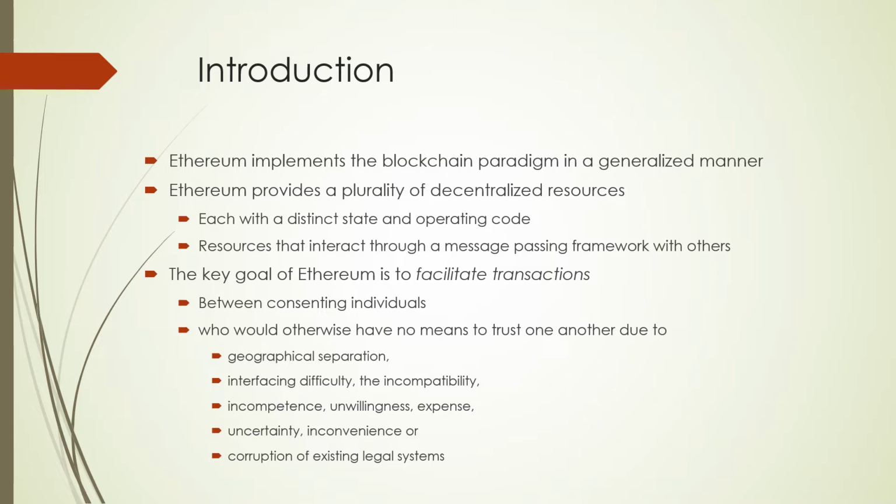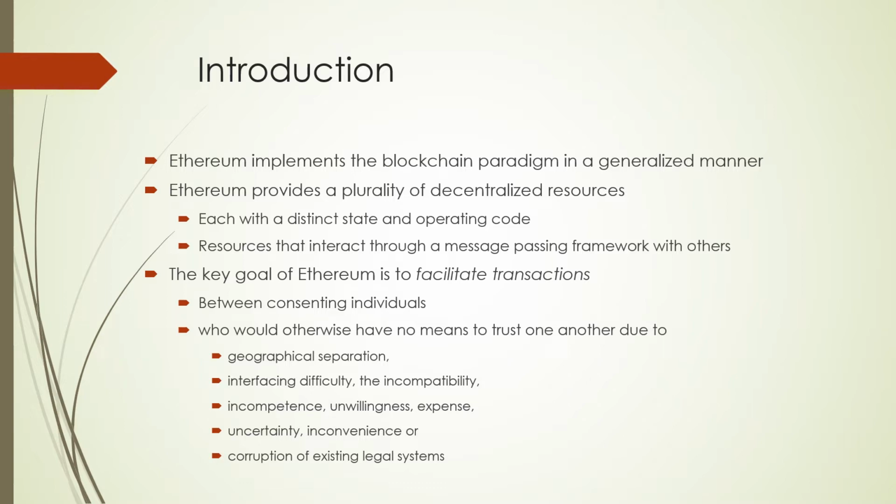So Ethereum is a framework that implements the blockchain paradigm in a generalized manner, and it provides a plurality of decentralized resources. Each of these resources has a distinct state and has an operating code, which we call EVM code, which stands for Ethereum Virtual Machine Code, and I'll talk about it briefly in the next slides. And the resources can interact and exchange messages in a process called message passing that is implemented in the Ethereum ecosystem.